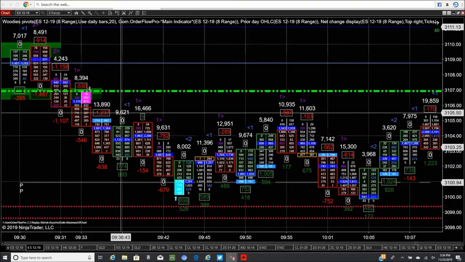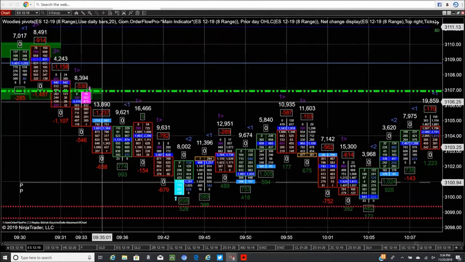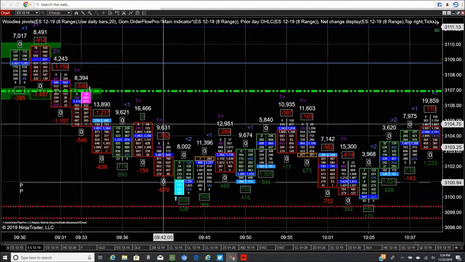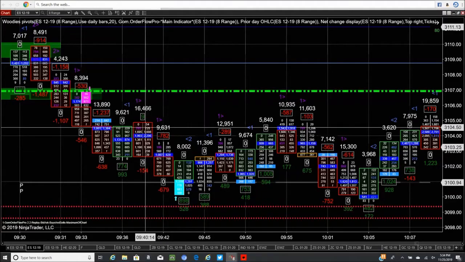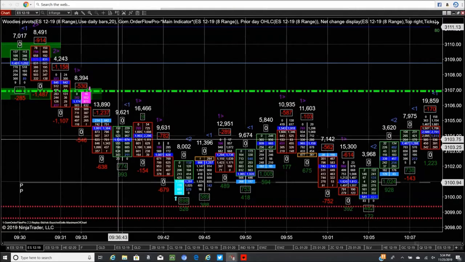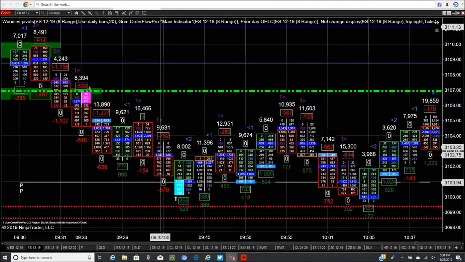This is the volume right here in the white. Okay, all these white numbers, 8,394, 13,890, so on and so forth. That's all the volume inside that one particular bar. Okay, the blue inside these bars is the point of control, and the point of control is the most important part of every candle. The point of control is where the most volume went off inside that bar. So it's paramount to my work.